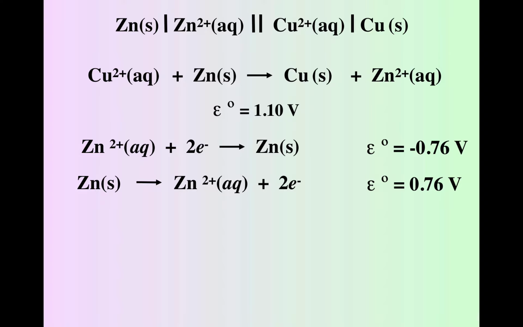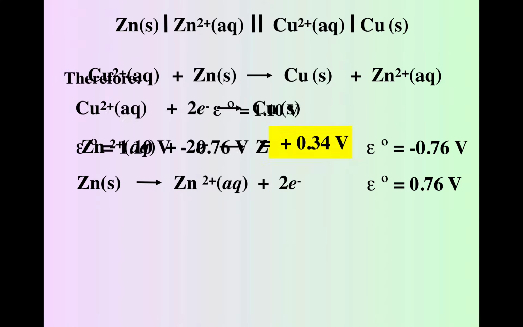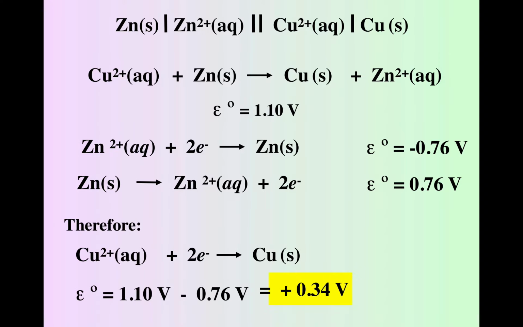Well, we know the overall voltage for the cell is 1.1 volts at standard conditions. So if I subtract 0.76 volts from 1.1 volts, I get the reduction potential for copper 2 plus, which is positive 0.34 volts. All right, so what I'm going through with this step right here is showing where these reduction potentials come from. They're measured. So if you know the oxidation potential for something and you know the voltage for the cell, you can find the reduction potential for the thing you're looking for. In this case, it was copper 2 plus.